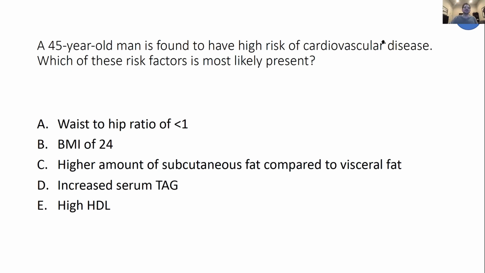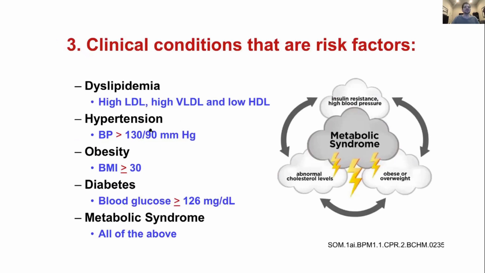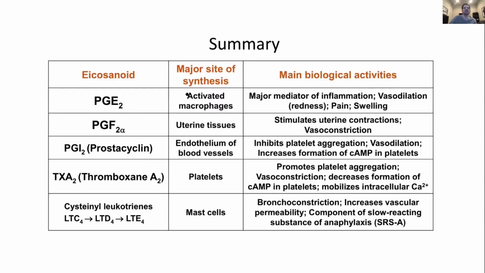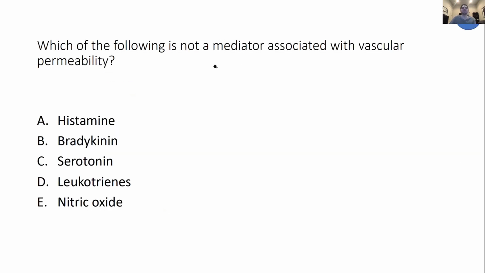Yeah, right. Increased TAGs, right? Fat in the serum, fat in your blood. You don't want that. So that's going to be an increased risk of cardiovascular disease potentially. There are some other things that correlate to it, but these are pretty straightforward, right? Okay, an inhibitor of platelet aggregation. Yeah, exactly, right? So these are more straightforward definitions. Here's a summary slide for it. You can remember what does what. Okay.